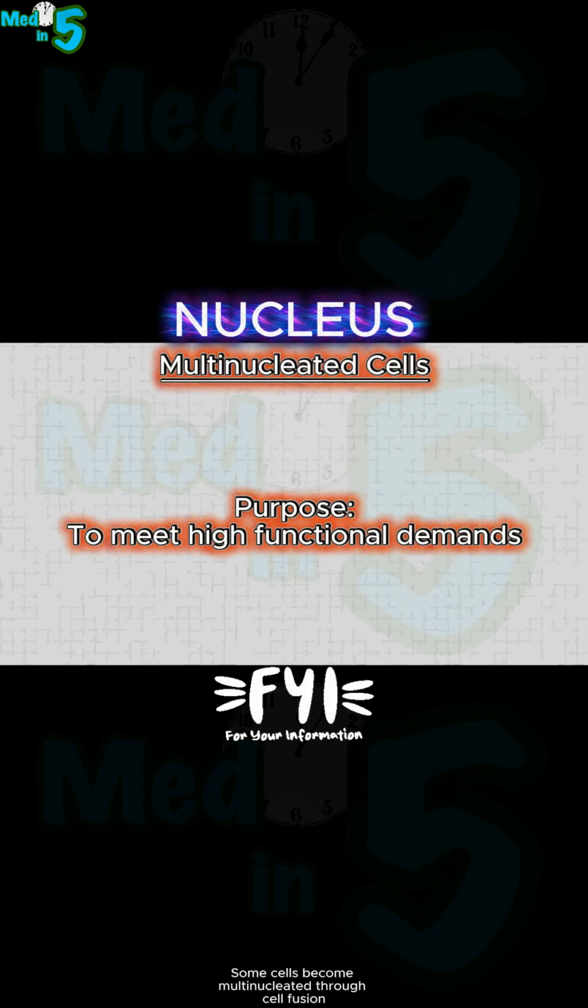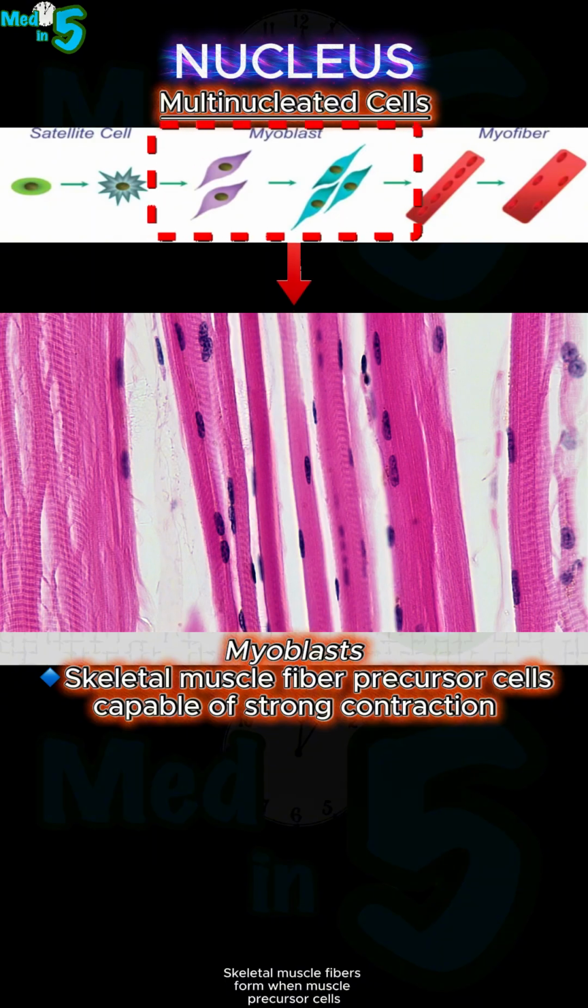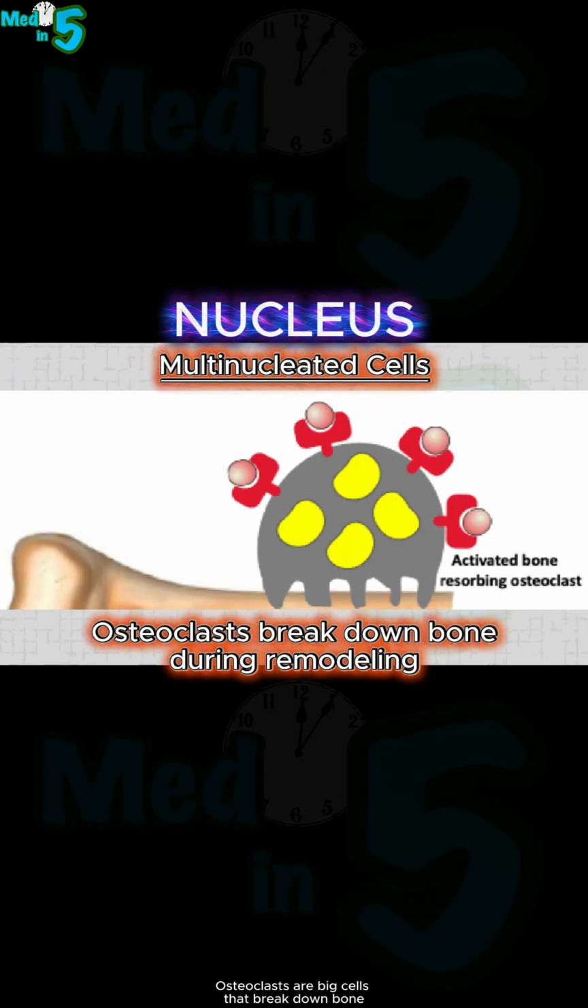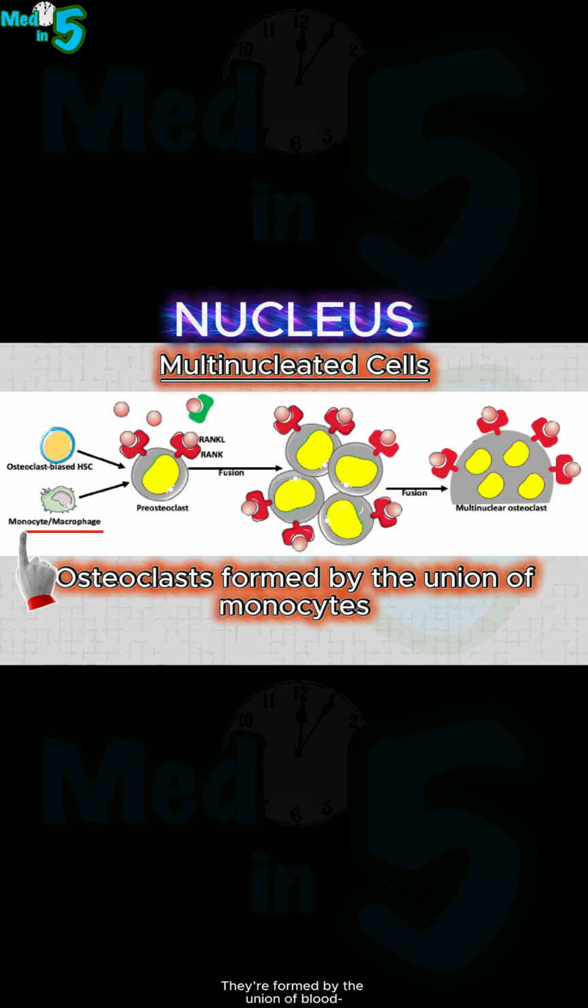Some cells become multinucleated through cell fusion to meet high functional demands. Skeletal muscle fibers form when muscle precursor cells called myoblasts merge, creating long fibers capable of strong contraction. Osteoclasts are big cells that break down bone during remodeling. They're formed by the union of blood-derived precursor cells called monocytes.